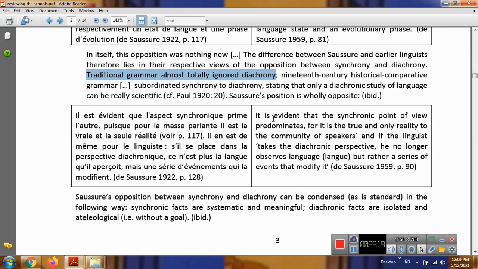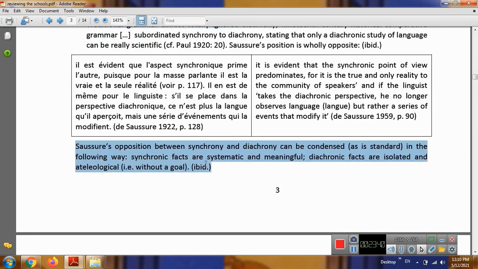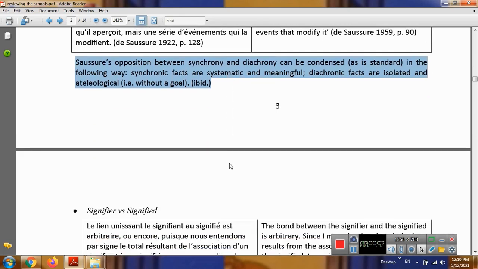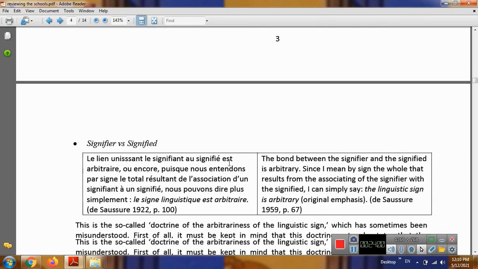It is evident that the synchronic point of view predominates, for it is the true and only reality to the community of speakers. If the linguist takes the diachronic perspective, he no longer observes language or langue, but rather a series of events that modify it. Saussure's opposition between synchronic and diachronic can be condensed in the following way. Synchronic facts are systematic and meaningful, but diachronic facts are isolated and without any goal. This is Saussure's view: he believes in synchronic, not diachronic.